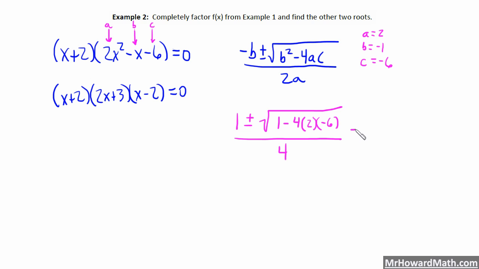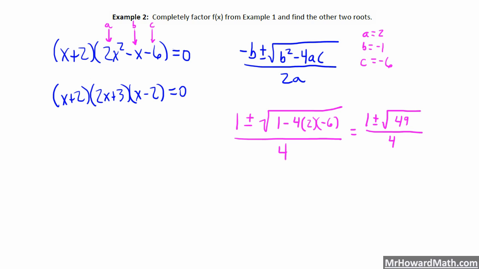Alright, so let's break this down a little more. So we have 1 plus or minus the square root. We would have 1 minus 4 times 2 is 8. 8 times -6 is 48. So we have two negatives here, so that's going to be plus. So 1 plus 48 gives us 49. Okay, you can check me on that, but I'm pretty sure that's right. And then all over 4.